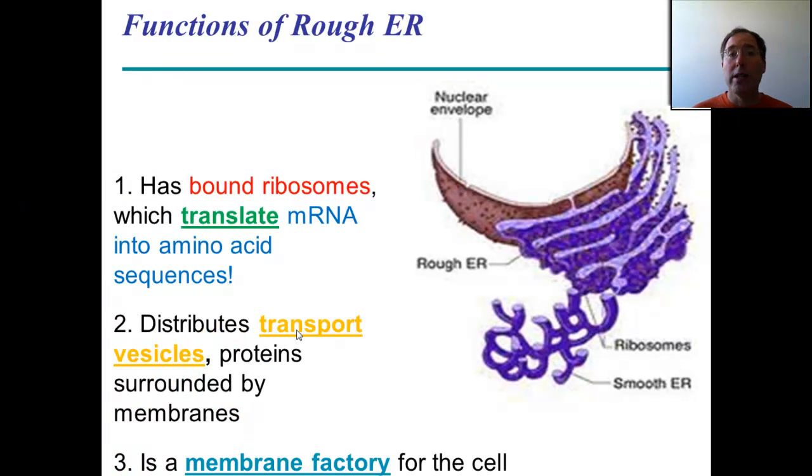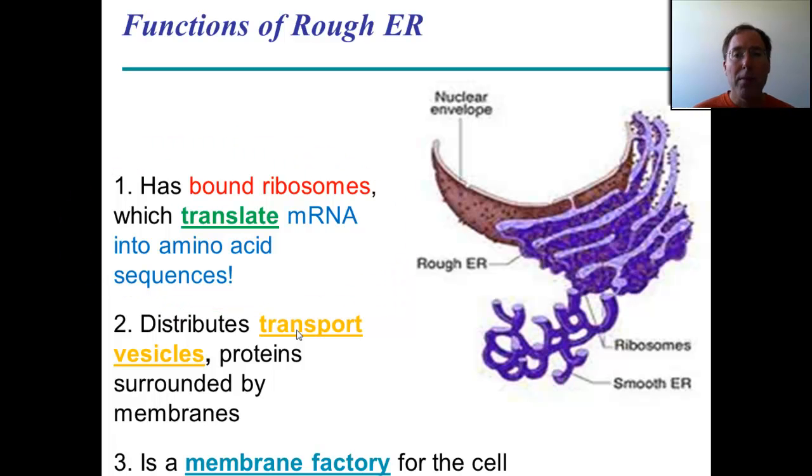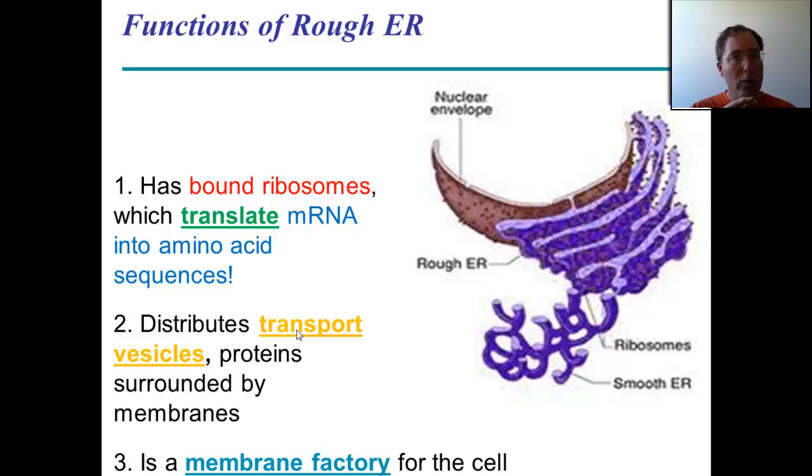Rough ER, as we already talked about, helps make proteins. It's where translation takes place. It also is a membrane factory for the cell, and it also packages those newly created amino acid strands, which we'll call polypeptides, into vesicles. Again, it's just phospholipid little packets, and sends them away to the Golgi apparatus. Make sure you know those four things that the rough endoplasmic reticulum does.